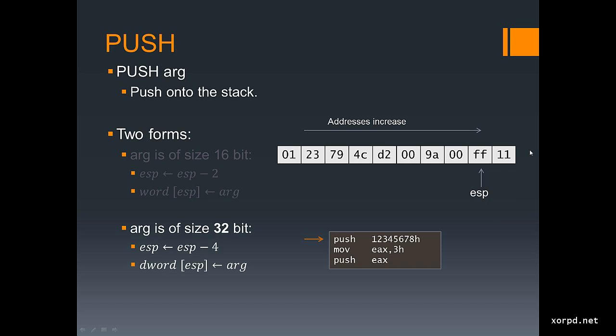Assume that this is the stack, and the addresses increase to this direction, as usual. Also assume that ESP points to this location in memory. So first we push this value, 12345678 in base 16. The result is as follows. Next we move 3 into EAX, which is going to store the value 3 into the register EAX. And then we push EAX, which is the equivalent of pushing the number 3 into the stack, which is going to result in the following picture.